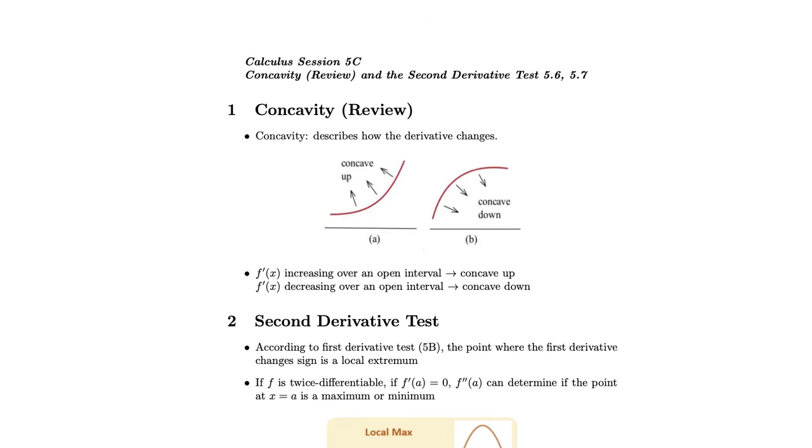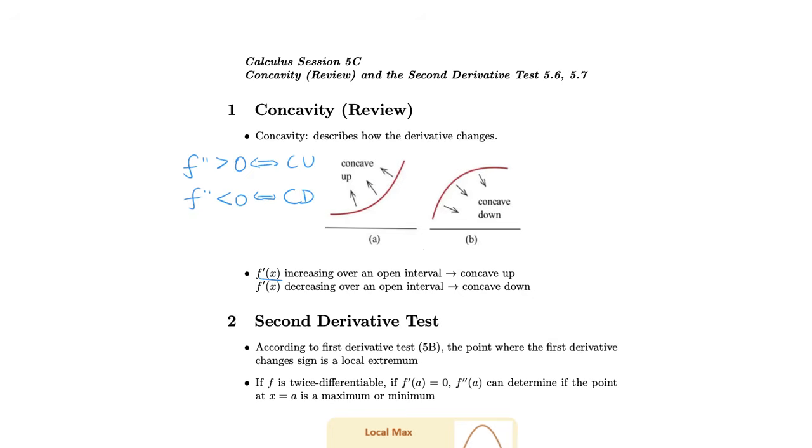Concavity has a simple definition. We've covered it previously, and basically, if f prime prime, or the second derivative, is greater than 0, then we say it is concave up. If the second derivative is less than 0, then we say it is concave down.